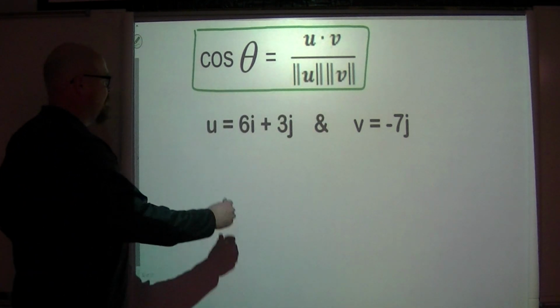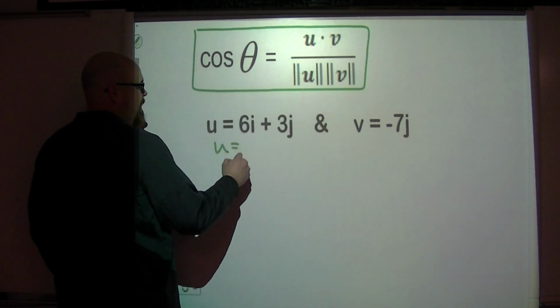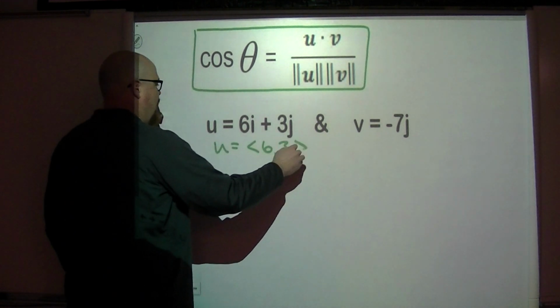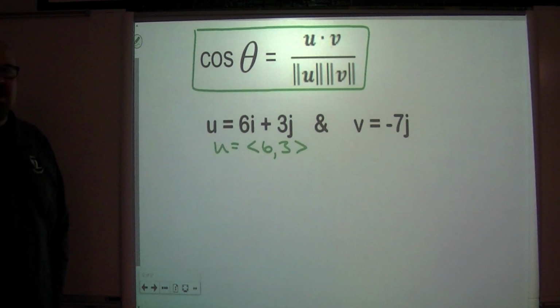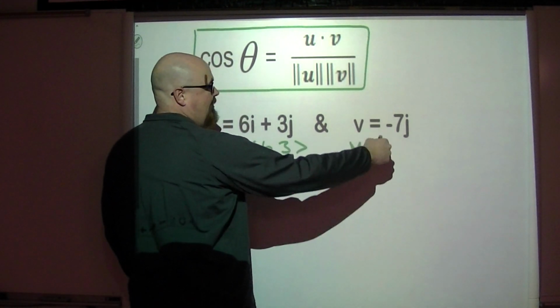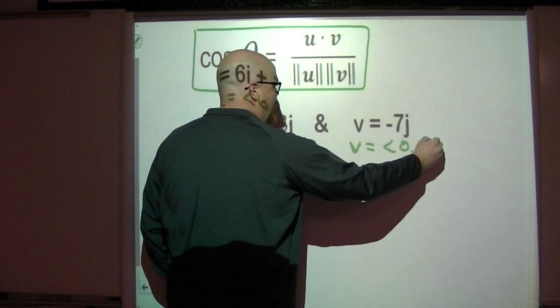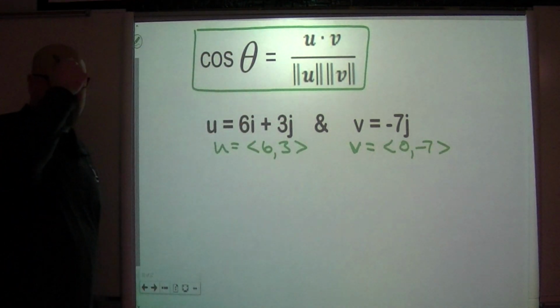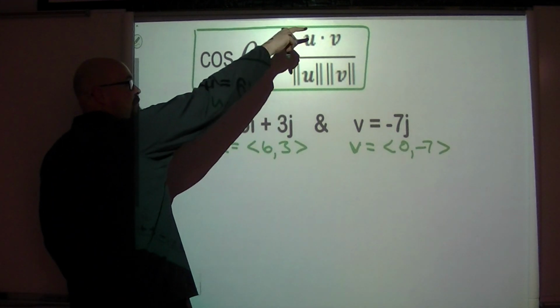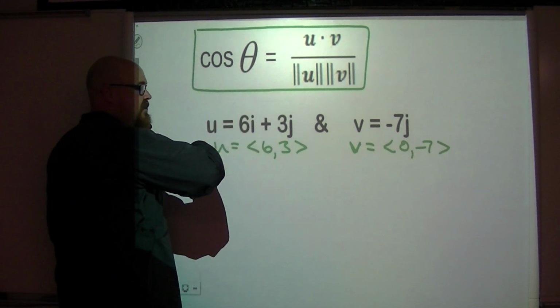So let's practice. Suppose I have this vector u, and remember, linear combination form is the same as component form if I write it like this. And then suppose I have vector v, which has no i term, so I'm going to write that as 0, and its j term is -7. There are two parts to this. We need to know the dot product and we need to know the product of their magnitudes.